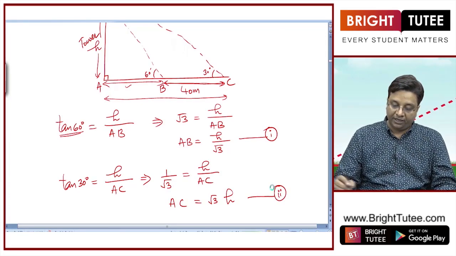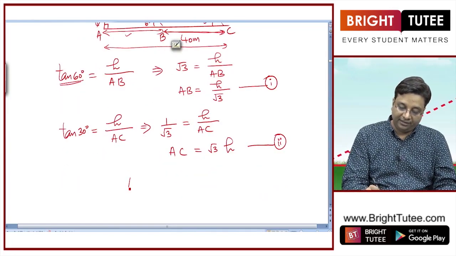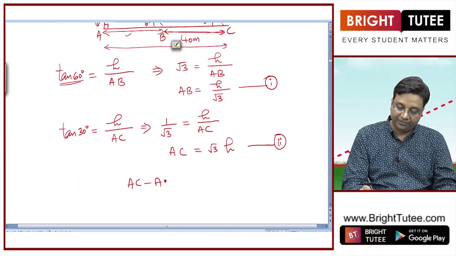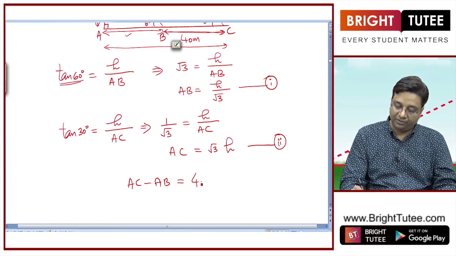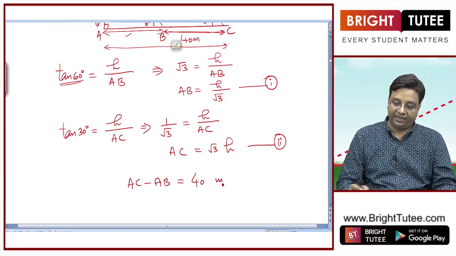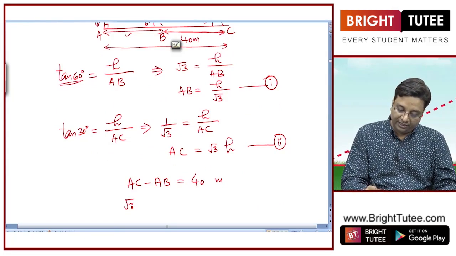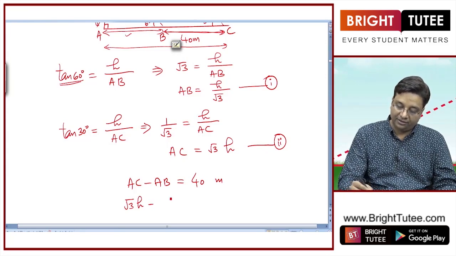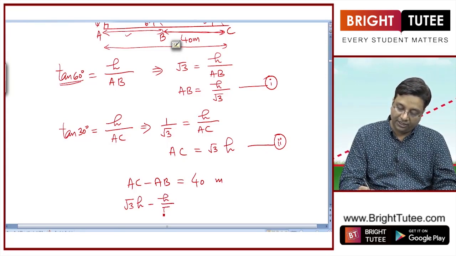Okay, so what is the difference between AC and AB? What is AC minus AB? It is given as 40 meters, right? So AC is root 3 h, minus AB is h upon root 3. It is equal to 40.